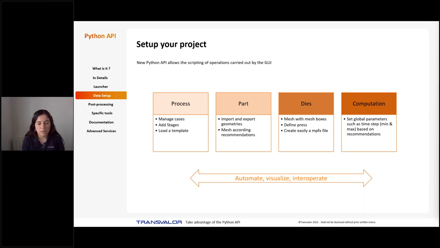You can define the press, of course, and we can also think maybe at a tool that will allow to design, or not design, create the MPFX file, the multipath file, in an automatic way from an Excel document, from a picture, from whatever you have that explains your workflow and how the dies are moving. And then you have all the parameters that are related to the computation, the global parameters such as the time step, minimum, maximum, how to manage the storage, etc. If you have some recommendations and know-how that you want to apply to your simulation, you can make sure that it's going to be used by all the users. So the goal is really to automate, visualize, and interoperate in your simulation process. So let's go through another demo.